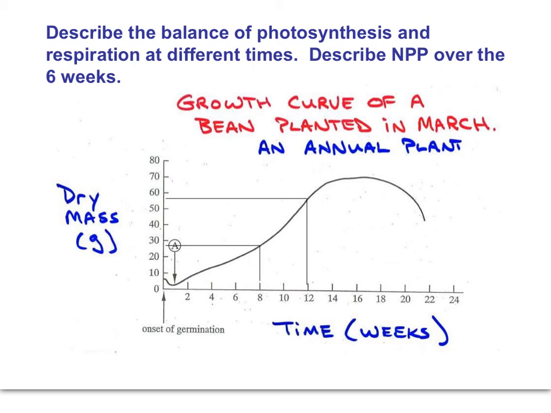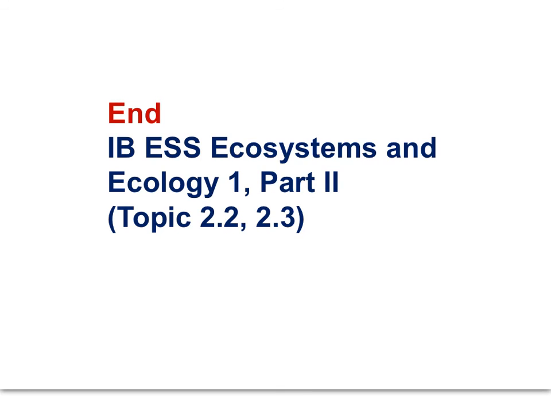NPP during the 8 to 12 week time period is approximately 30 grams over the 4 weeks, or 7 to 8 grams per week. Now after week 18, the plant begins to decline in mass. In other words, respiration is greater than GPP through this time period as the plant begins to die. It's an annual plant and dies soon after one season has come to an end. And that brings us to the end of IB ESS Ecosystems and Ecology 1, Part 2.